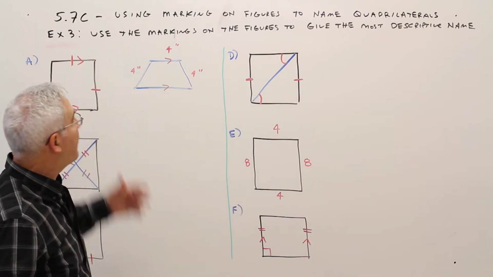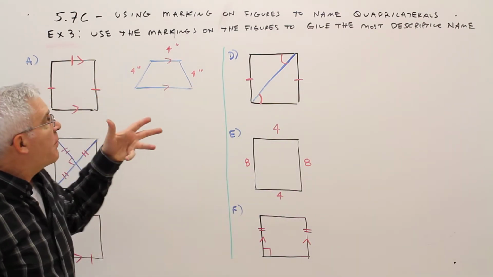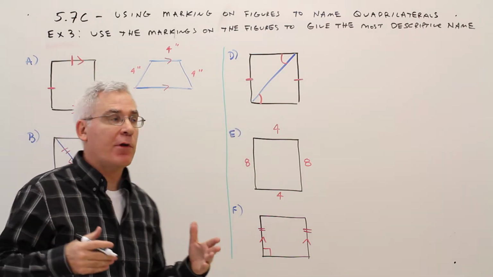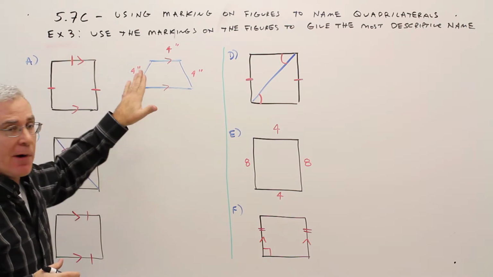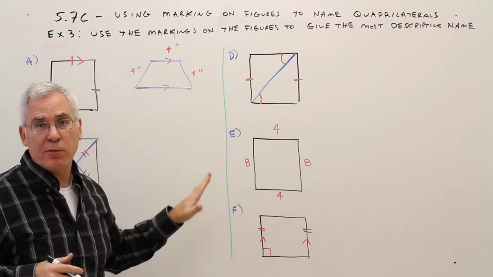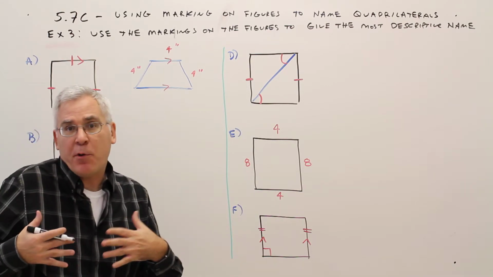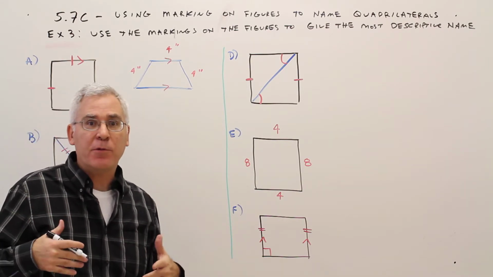Welcome to video 5.7c, using markings on figures to name the quadrilateral. All right, so here's example 3. Use the markings on the figures to give the most descriptive name for each quadrilateral. Okay, so I personally think these problems are fun. I hope you do as well.